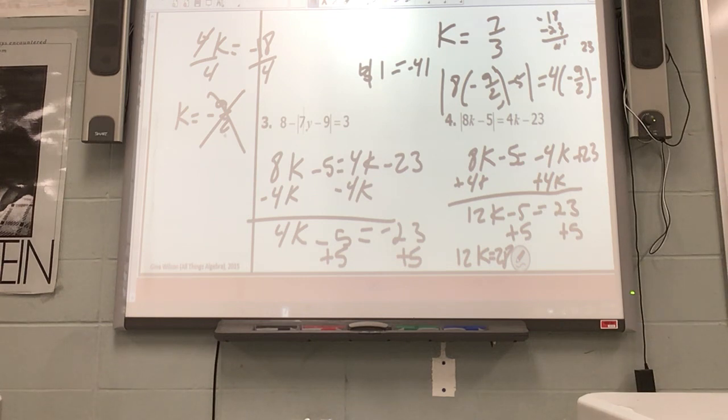Where did your 9/2 come from? I don't have that on my paper. 4K equals -18. So when we solve the one on the left, that's the same, -4.5 is the same as -9/2. I just wrote the fraction and you wrote the decimal.